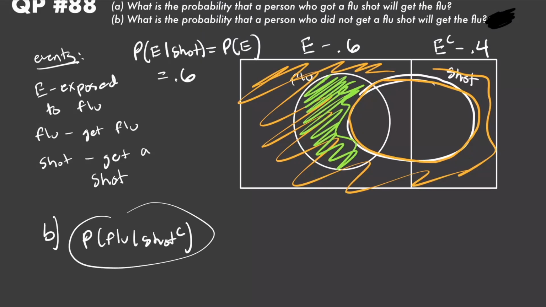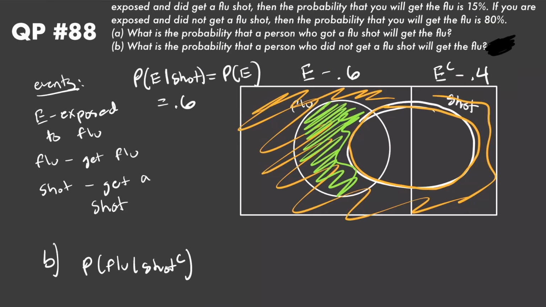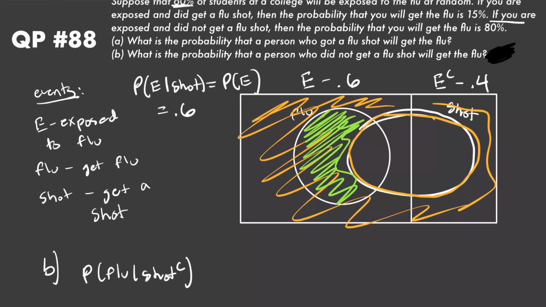So this is going to be green part divided by orange part, and what other information are we given? Well, now the second piece that it tells us is if you are exposed and did not get a flu shot, the probability you will get the flu is 80%. So probability of flu, given you are exposed and you did not get a flu shot, so I'll say shot complement, let's say, is 80%. So that means when I restrict my sample space to E intersection shot complement, which will look something like this, everything inside of this red shaded region here, well then the probability I get the flu is 80%. So the magnitude of this green region divided by the red is 80%.